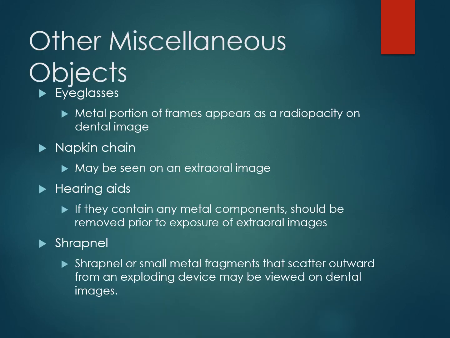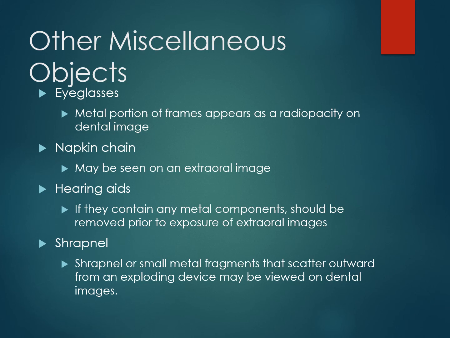And necklaces and nose jewelry can also be seen on a panoramic. So other objects we might see would be eyeglasses. You might just see the bottom portion of the frame of their eyeglasses on maybe an intraoral, but obviously on a panoramic, if they don't take their glasses off, then you're definitely going to see the whole thing. Sometimes you'll see the napkin chain when you take a panoramic. You wouldn't see that on an intraoral.